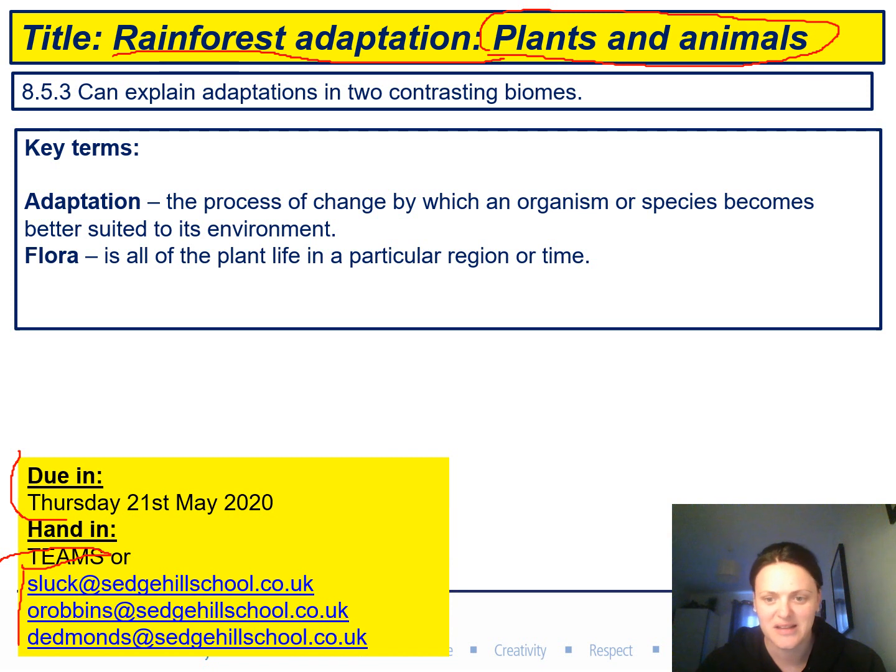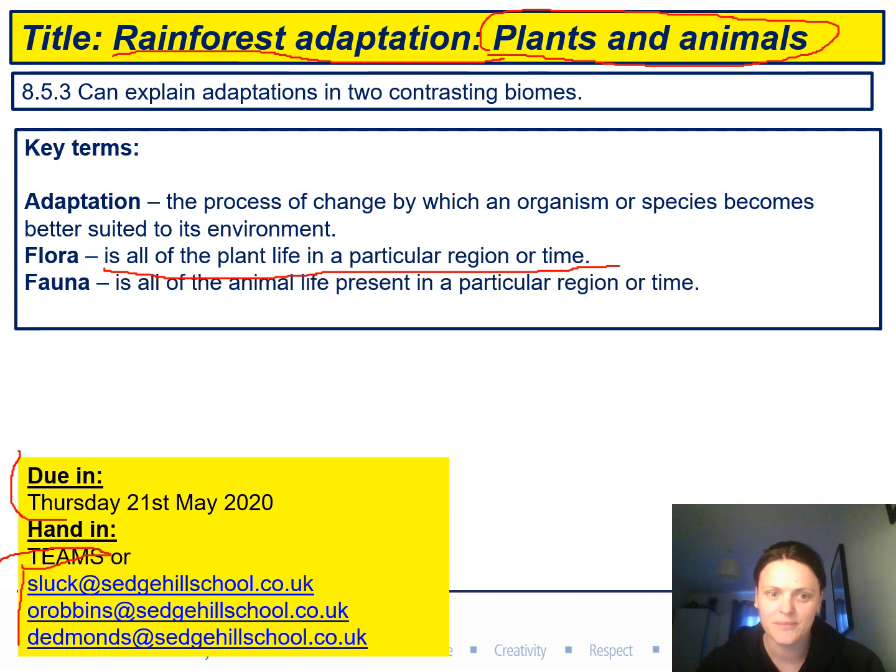Flora is not the butter that we get from the supermarkets. It's actually what is known as all plant life in a particular region or time. So the flora that we get at the coastline, in the tropical rainforests, the different types of plants that you find there. Fauna is all of the animal life that you find in that area. So what sort of animals do you find in the tropical rainforest?